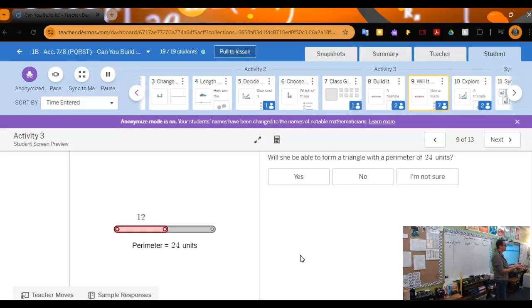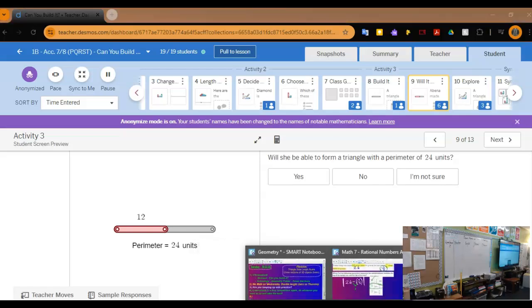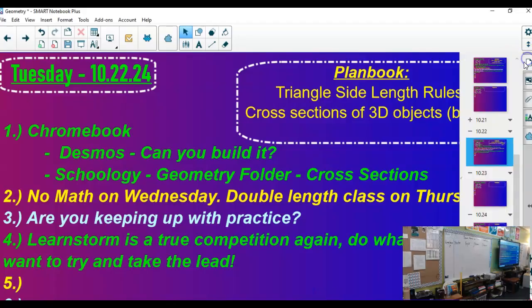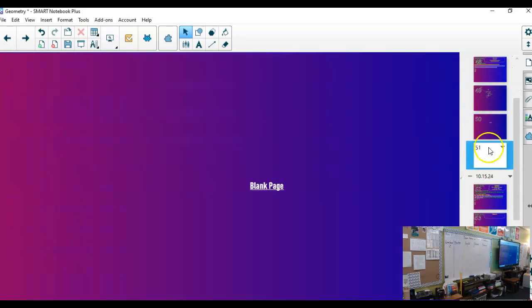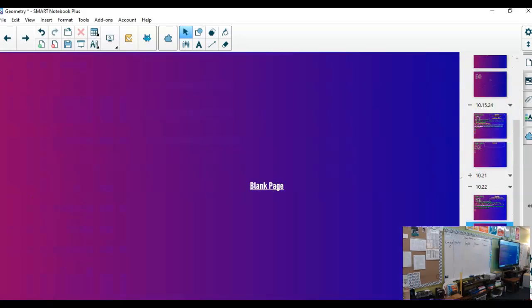Say more, Jack. I found out that these two sides, whatever they're called, have to add up to more than the perimeter minus this side, but it has to be less than both of those sides combined. Who thinks they kind of have figured out what's going on, but it's hard to explain? Yeah, it's really hard to explain.